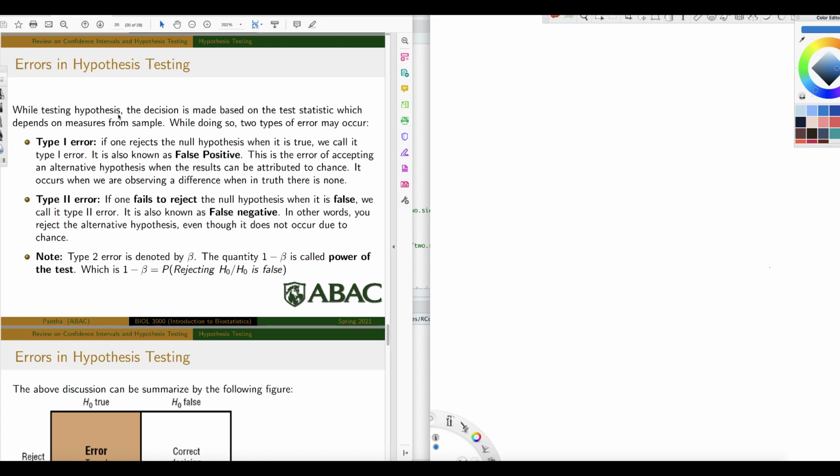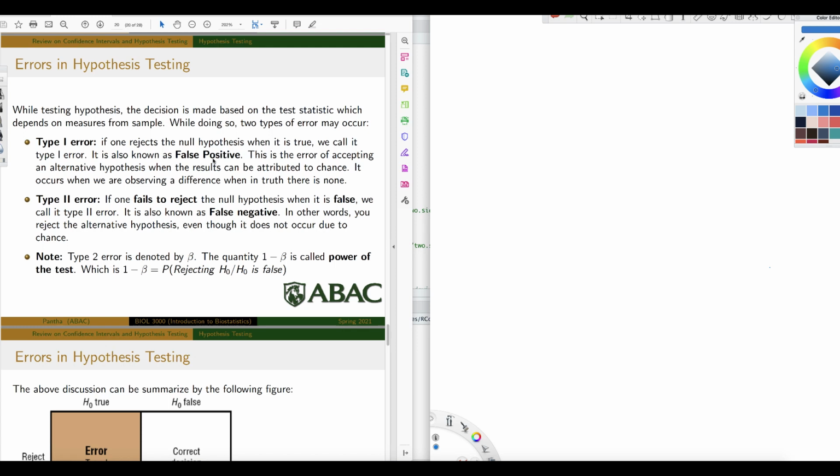While testing the hypothesis, the decision is made based on the test statistic, which depends on a measure from the sample. While doing so, two types of error may occur. One is type 1 error. We denote this by alpha. If one rejects the null hypothesis when it is true, we call it type 1 error. That is an error, right? Because it should not be rejected, but you reject it.